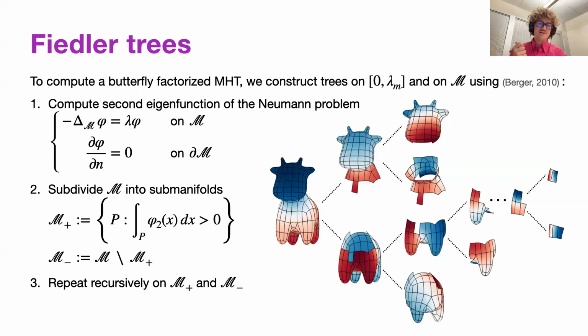So now we have a tree on the surface of our manifold that respects the intrinsic geometry, right? None of these things reference the fact that we're embedded in 3 space. They only reference the intrinsic geometry of these second eigenfunctions, right? And this gives us a suitable tree to perform all of our butterfly factorizations.